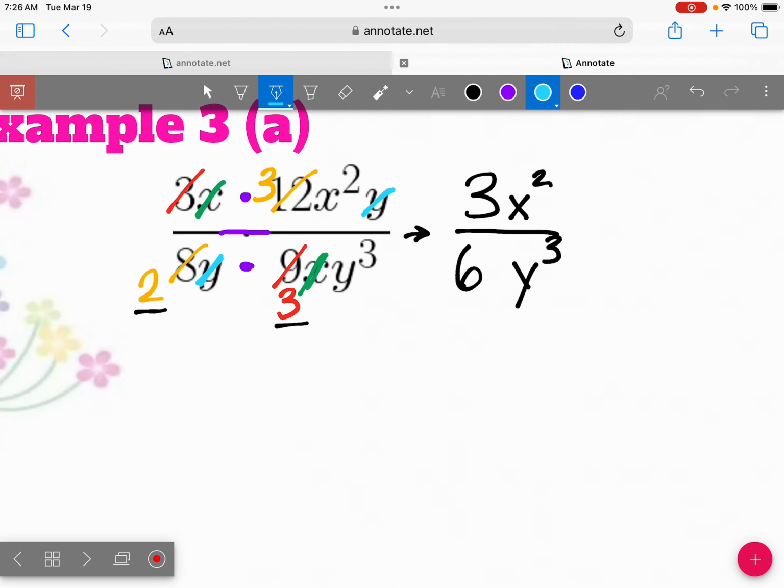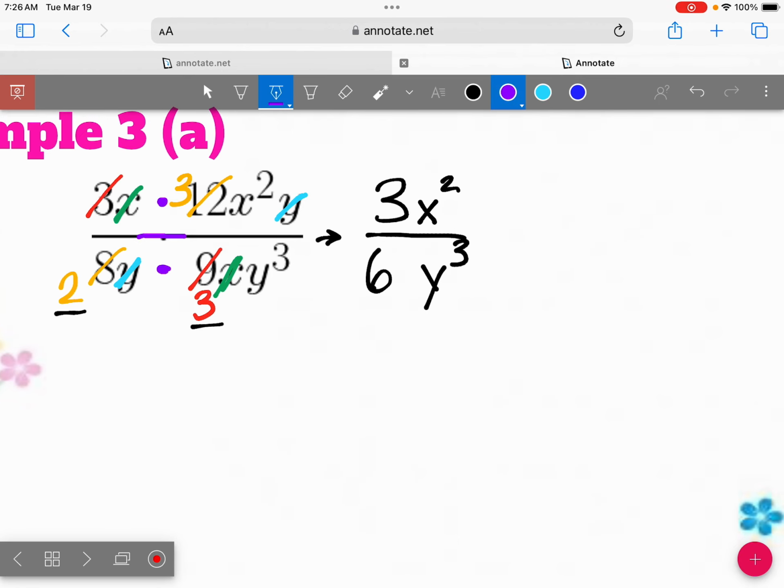Is there anything more we can do to simplify this? The 3 and the 6 will simplify. I can take 3 out of both of those. It's going to leave me with an answer of x squared over 2y cubed.